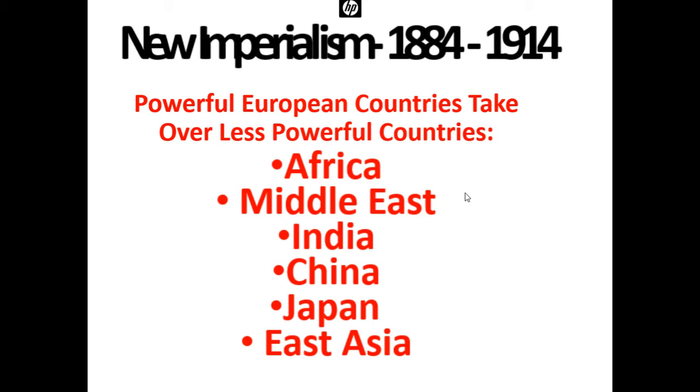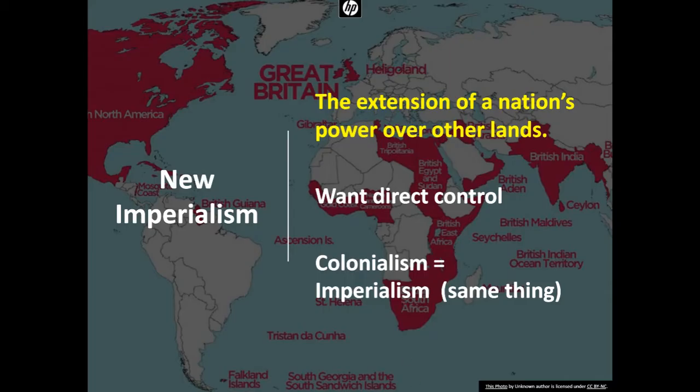But very simply, this is a time in which the powerful European countries take over less powerful countries in these areas. So the people in Europe are going to go in and take over areas in Africa, the Middle East, India, China, Japan, East Asia, and then parts of the Americas as well. New imperialism is very simply the extension of a nation's power over other lands.